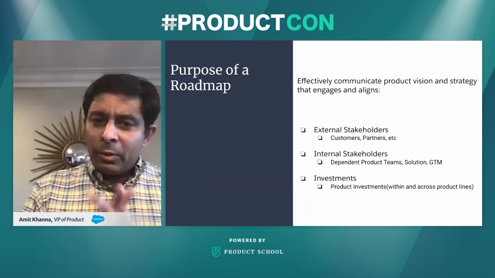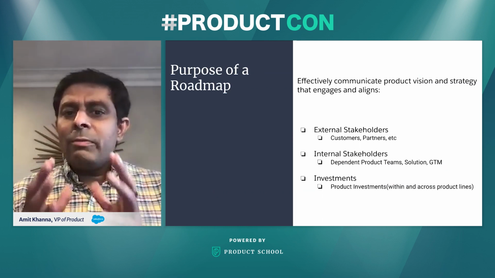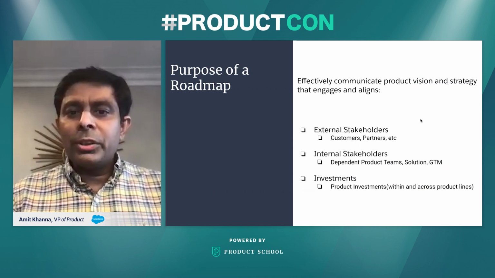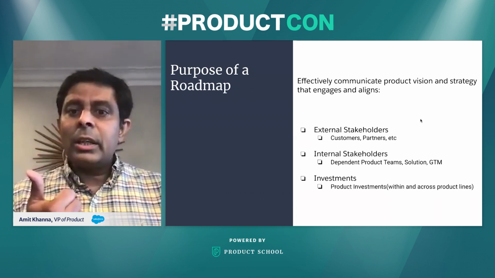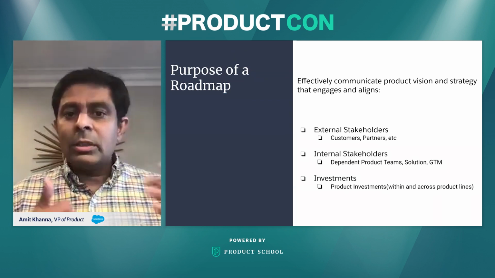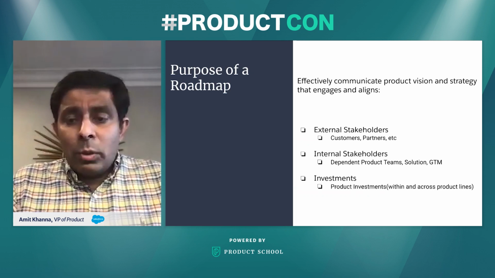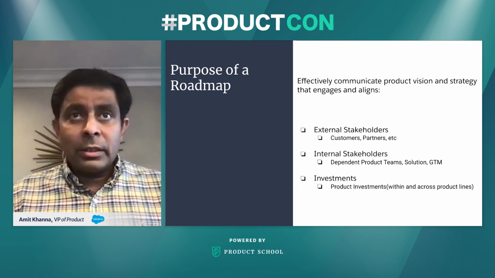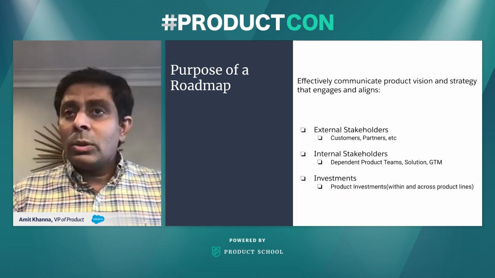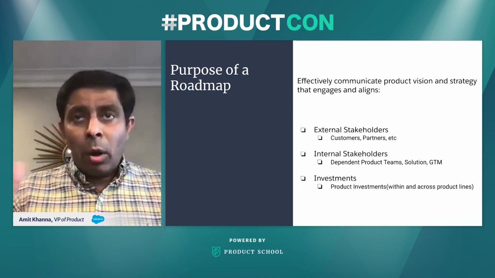So what's the purpose of a roadmap? Let's think about it. The main goal of a roadmap is to effectively communicate the product vision that engages and aligns with external stakeholders. These are your customers, partners, and probably somebody you want to collaborate with outside your company. Internal stakeholders. Obviously, these are your execs, but these are also solution teams, go-to-market team, but also dependent product teams.